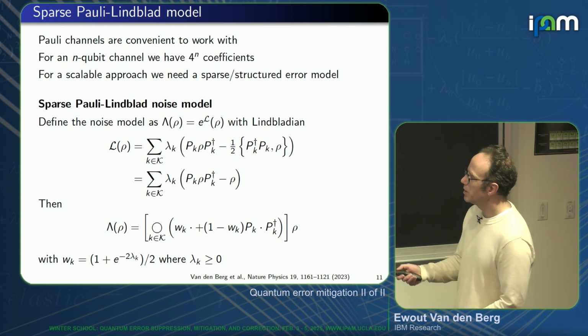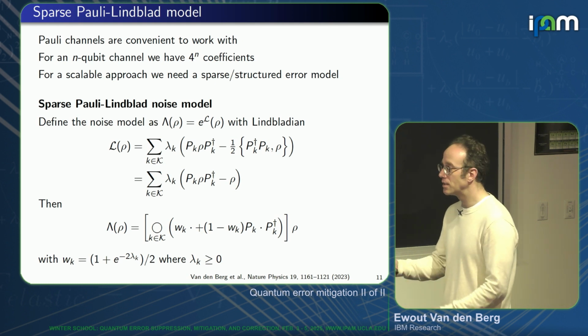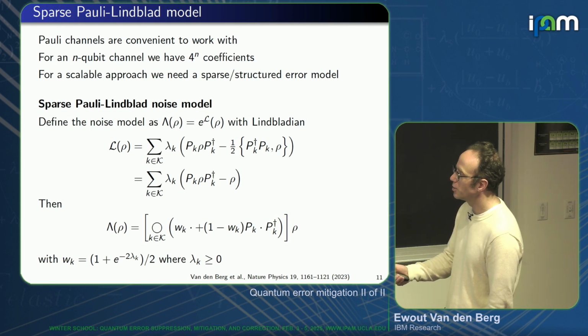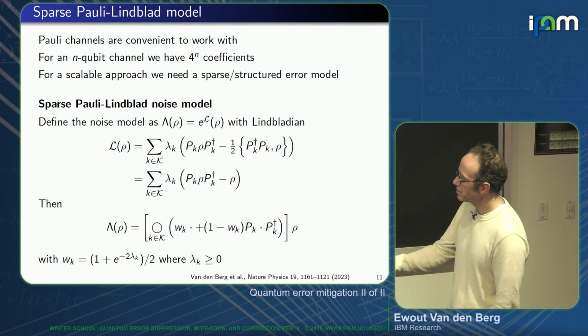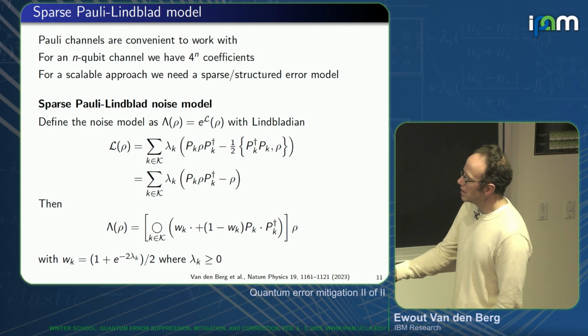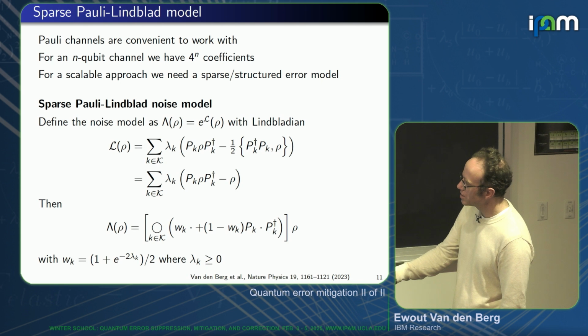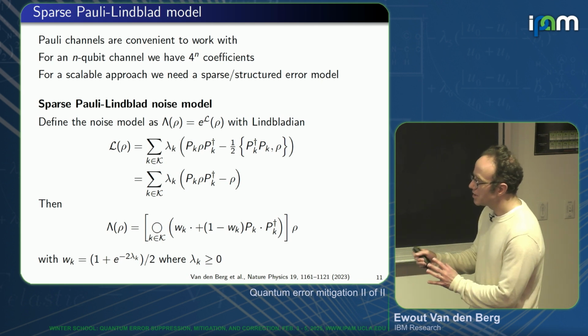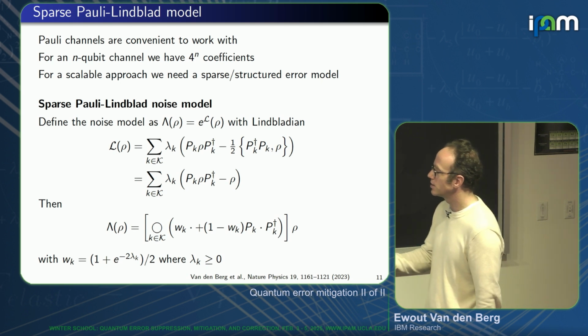And in this work, we introduced such a model. It's called the sparse Pauli-Lindblad noise model. The assumption here, that's just an assumption, is that you can write your noise channel as just a time evolution of a Lindbladian, right? With the Lindbladian just being the sum of this lambda k times Pauli k terms here. This is just the dissipative part of the Lindbladian. There's no Hamiltonian part. Yes, just the dissipative part.